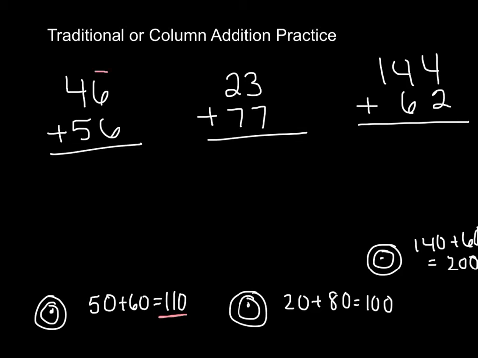In this one we start with the ones. 6 plus 6 is 12. So the 2 stays, the 1 goes next door. 1 plus 4 is 5. Plus 5 is 10. Our answer is 102. This is indeed close to 110, so we're going to draw our arrow to have it hit the bullseye.